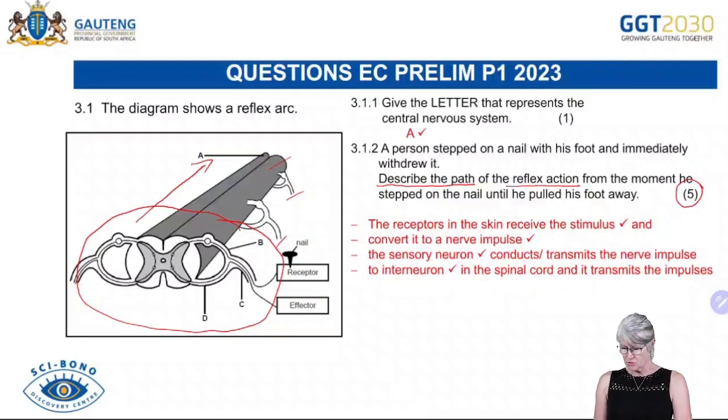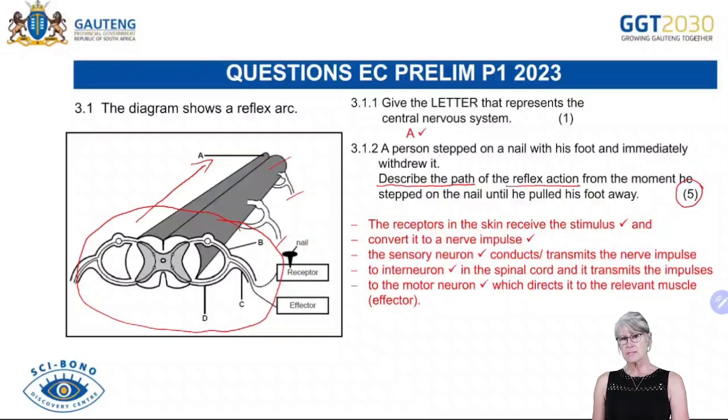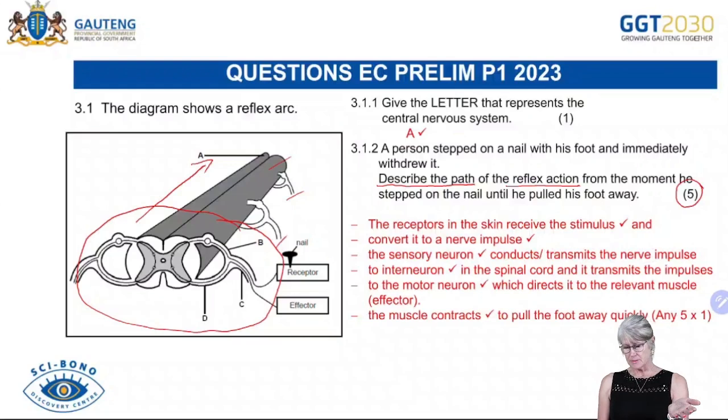So that is going to then transmit the impulse to the motor neuron, and the motor neuron is going to go to the muscles in the leg, the specific muscle, and the muscle is going to pull the leg away. So that would be your effector. Okay, so the muscle is going to contract, that will pull the foot away, and that is what has happened. So that is what actually happens in a reflex action. Okay. All right.